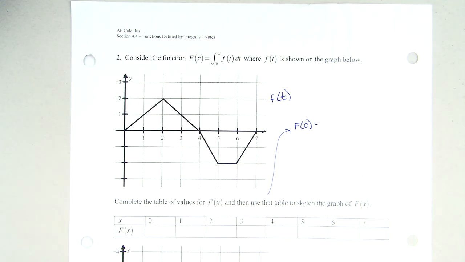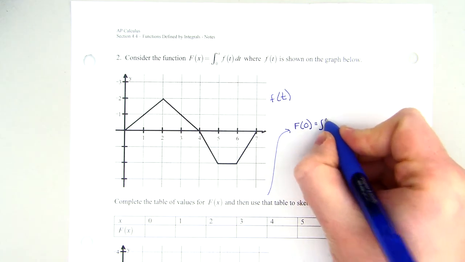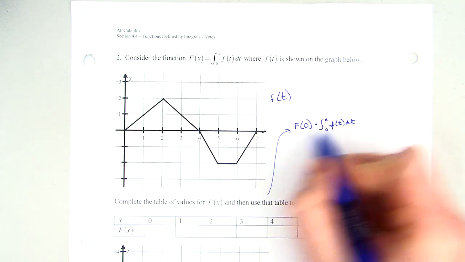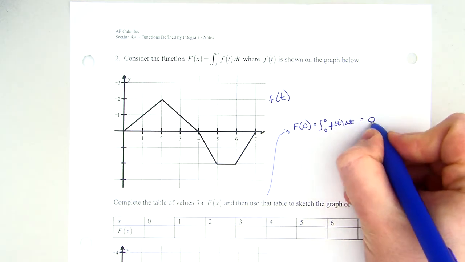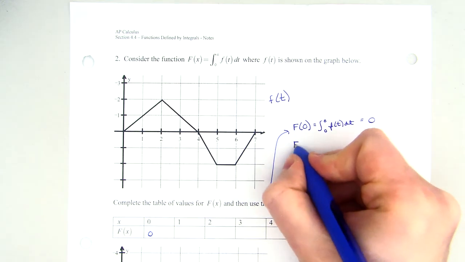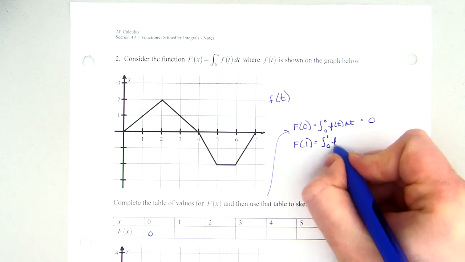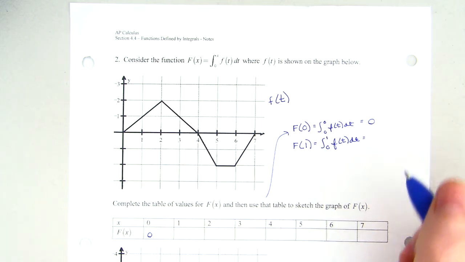Well, capital F of 0 is the integral from 0 to 0 of little f of t dt. So the area starting at 0, ending at 0 under that curve. We've got a property of integrals that says what this is. What is capital F of 0? Capital F of 0, I think that's just 0. Fill that into my table. Capital F of 1 is the integral from 0 to 1 of f of t dt. What's that?